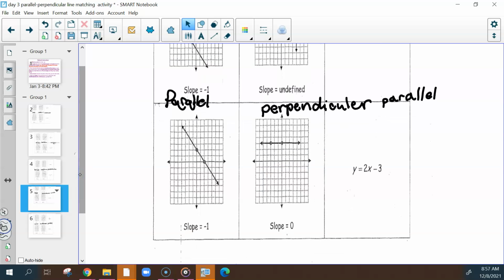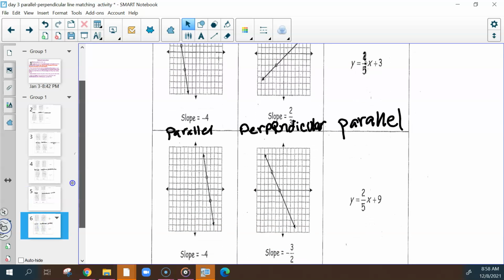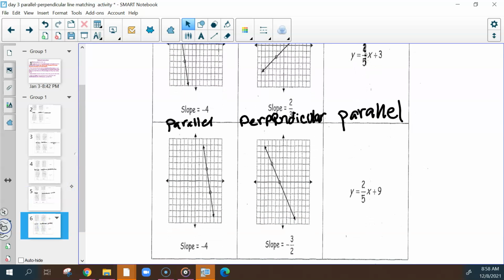Parallel, perpendicular. Anyone get stuck on that one? No. Good. And then parallel. Yes. And then parallel, yes. Perpendicular, yes. Parallel. Yes. Good job. Yeah, like the two is messed up, so like.